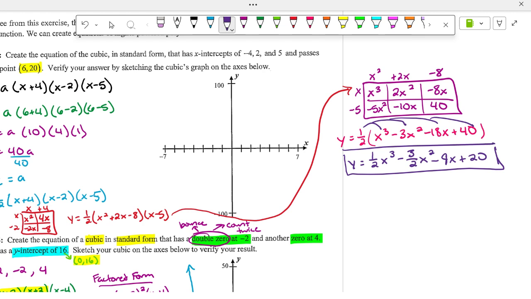Now we're at the graphing aspect. So I'm going to graph everything that they gave me. So I have my 3 zeros. And then I have a point at (6, 20). So 20 would be about right here. David, pick someone and tell me what my graph's going to look like.